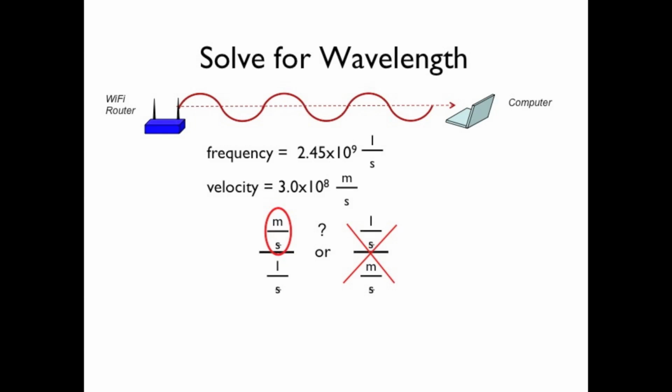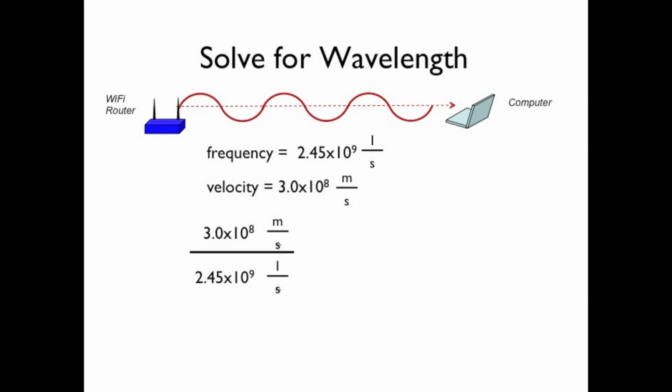In this example, c over nu is 3 times 10 to the 8th meters per second divided by 2.45 times 10 to the 9th per second, and that equals 0.122 meters, or about 12 centimeters, the size of a compact disc.